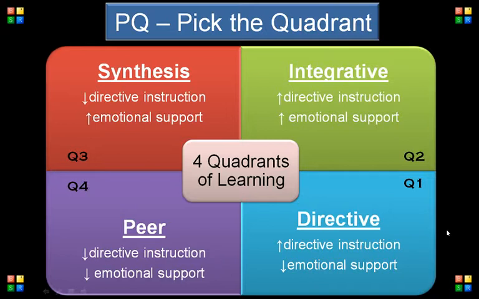So these are four quadrants of learning. If you look at quadrant one down here in the bottom right, it then moves across the screen in a counterclockwise direction. So, directive. This is the intern when they show up at your site day one. You really don't need to give them a lot of emotional support. You need to give them a lot of directive instruction.